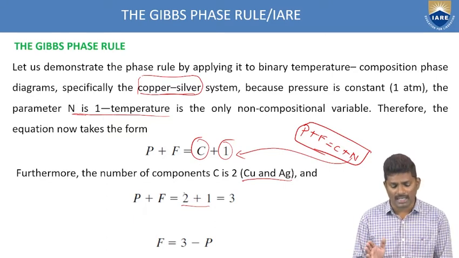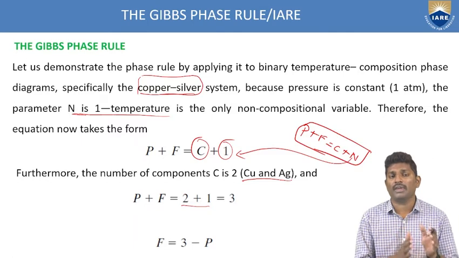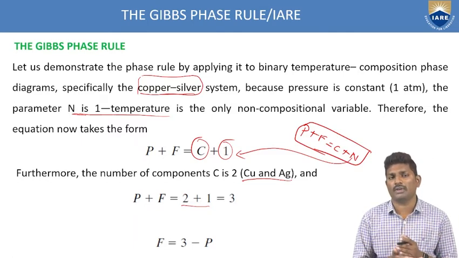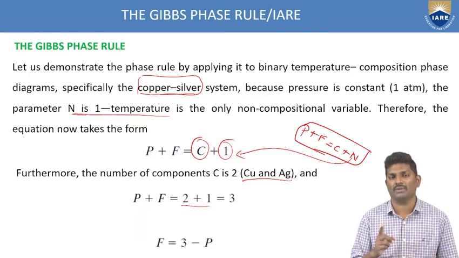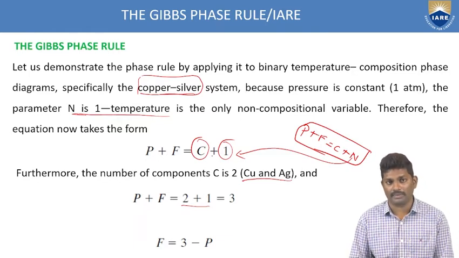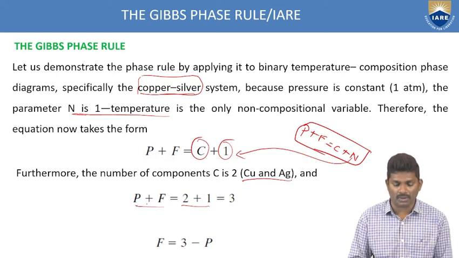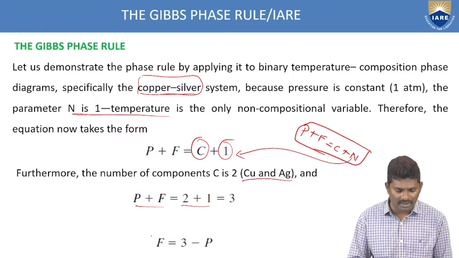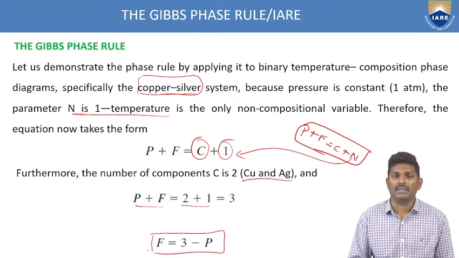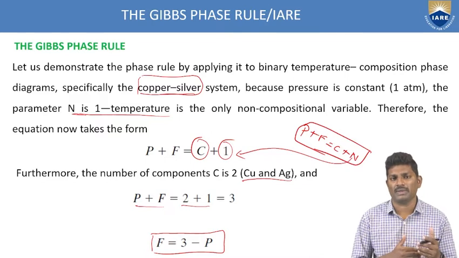And coming to the N, N represents the non-variable components. So what are those non-variable components? We have temperature and pressure. Since in this case pressure is constant, the remaining non-variable component is what? Temperature. So only one term we have. That's why we are taking N as 1. So totally P plus F is equal to 2 plus 1, that is 3. From this, we can rewrite this equation as F is equal to 3 minus P. We are just rewriting the same equation, in terms of F, as 3 minus P.